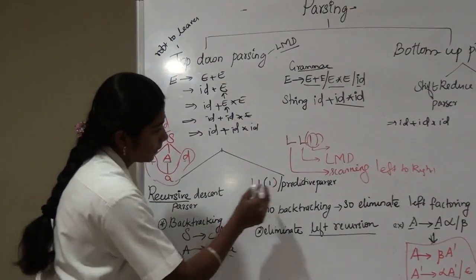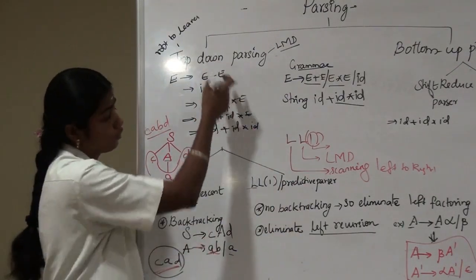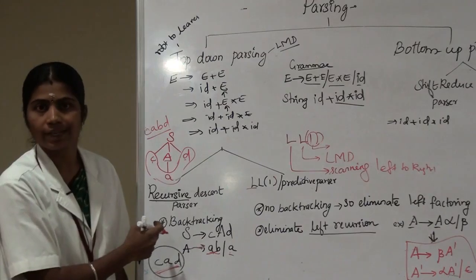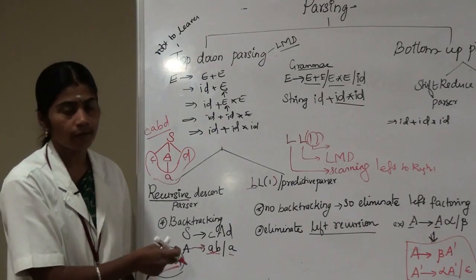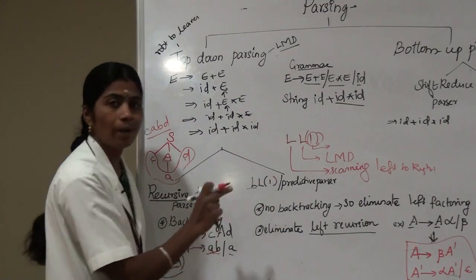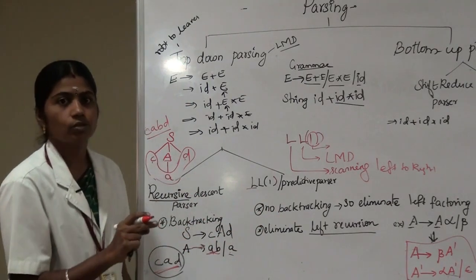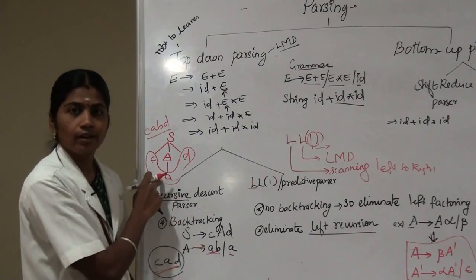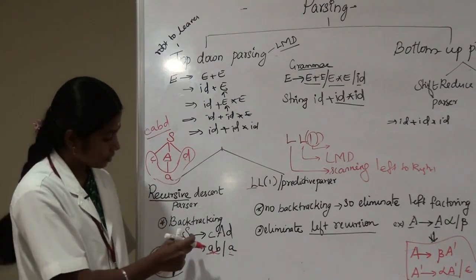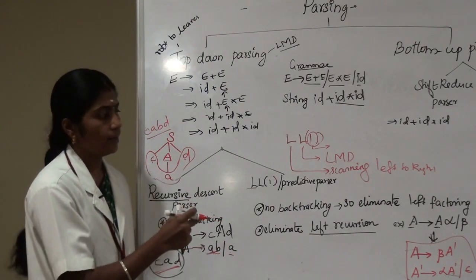Predictive parser is a kind of top-down parser which involves no backtracking. In recursive descent we said there is backtracking, due to which you have overhead. So in the predictive parser, to avoid this backtracking overhead, there is no backtracking. When there is no backtracking, the right choice must be made at the beginning itself, whether to choose this alternative or that alternative. So you have to take a decision correctly at the beginning itself.